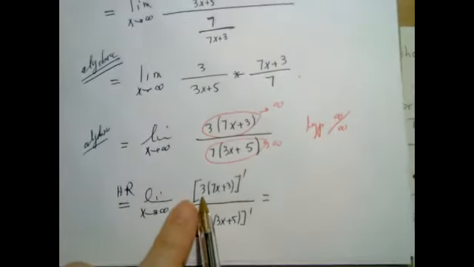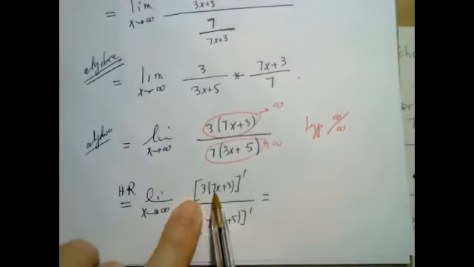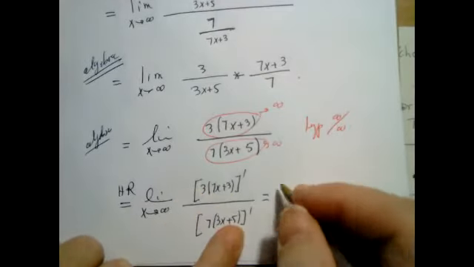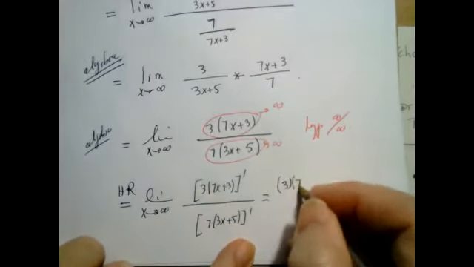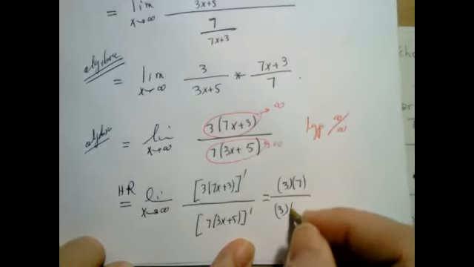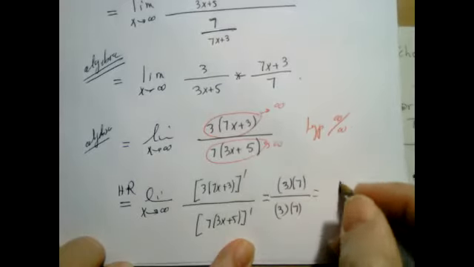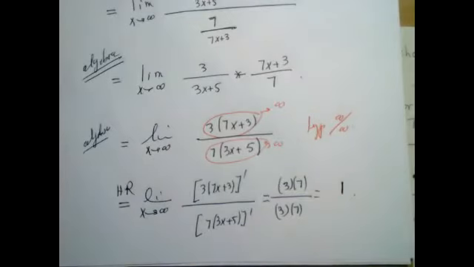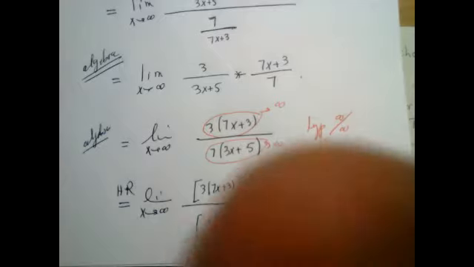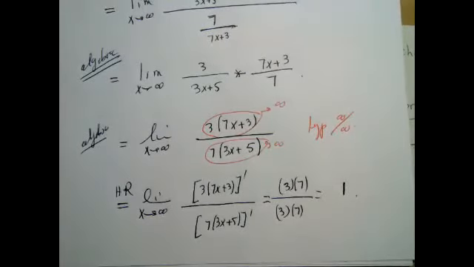Now, what's the derivative here? 3 is a constant. We don't have to worry about it. Derivative of 7x plus 3. So it's going to give me 3 times 7 over 3 times 7, which is equal to 1. Okay? Make sense?